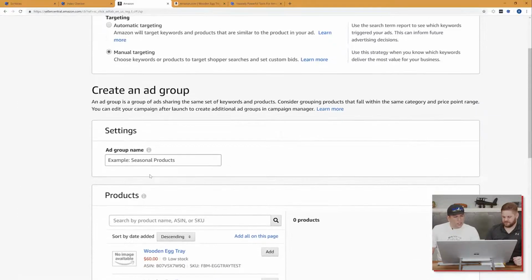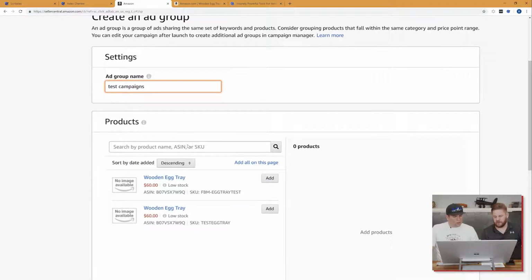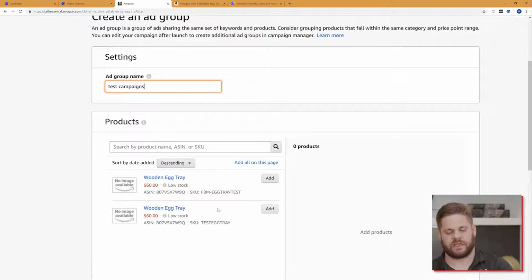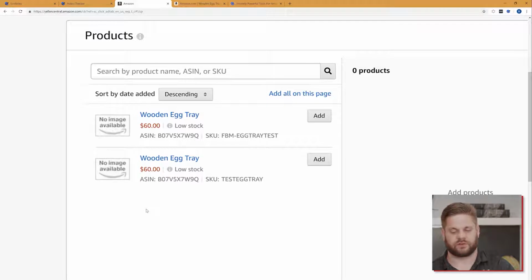Now it looks like the next section here is create an ad group. Ad group, that's just something internal for us, so we're going to call it test campaigns. Okay, and that will clump all of our different campaigns into a certain group. All right. Now, in this screen, it's going to list which things we can run PPC campaigns on. Little things like the no image available, that's fine. That's just where Amazon's not pulling the data, but it doesn't really matter.